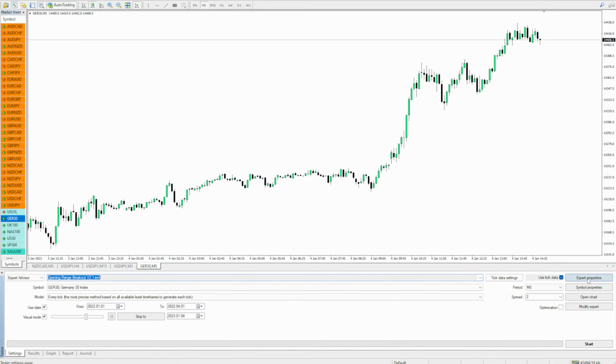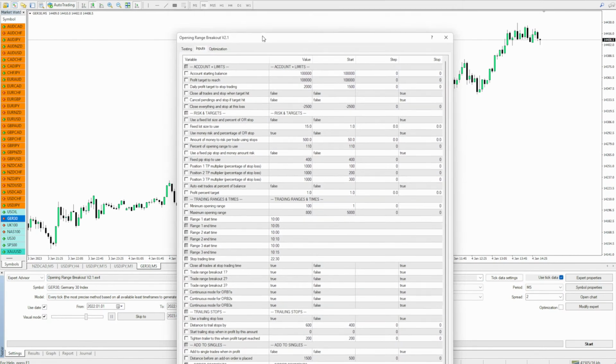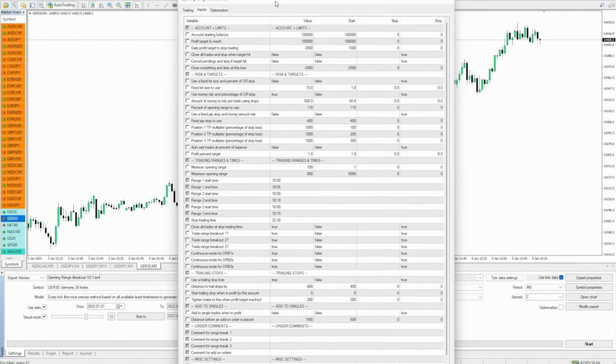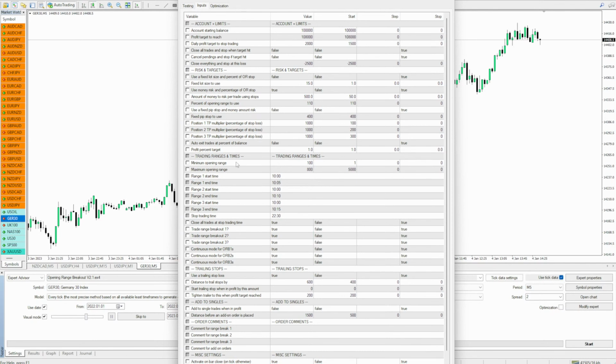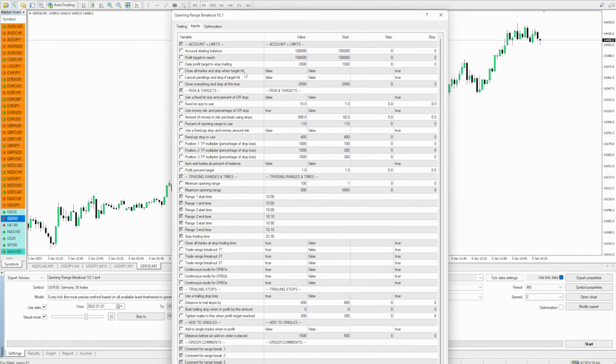So the EA basically has an awful lot of settings. So what I'm going to do is run through some settings in the strategy tester so we can watch it actually trading live and see what it does. All right. So I'm going to quickly run through the settings for the EA. So this is the opening range breakout EA. I'm just about to launch this version onto the market this afternoon. So I'll go through the inputs quickly first, just so you know what they all do.